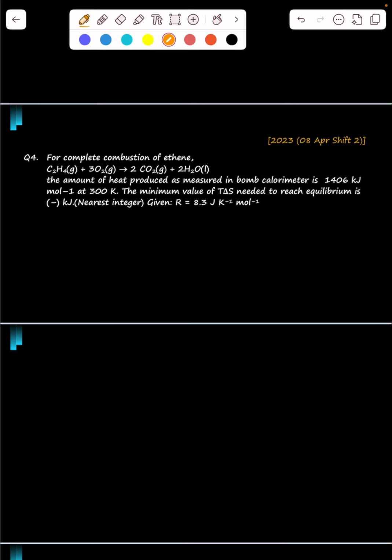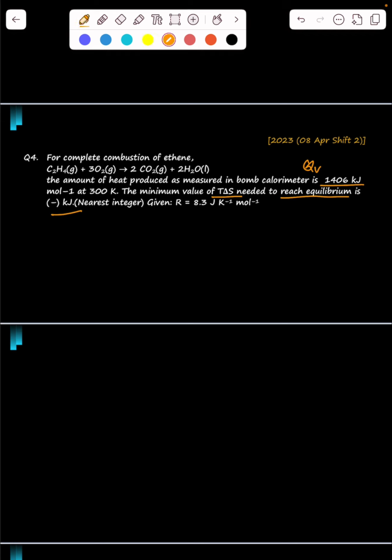Here they have given ethene plus 3O2 will give you CO2 plus H2O. The amount of heat produced as measured in a bomb calorimeter is 1406. So this is QV given, right? The minimum value of T delta S needed to reach equilibrium in this.